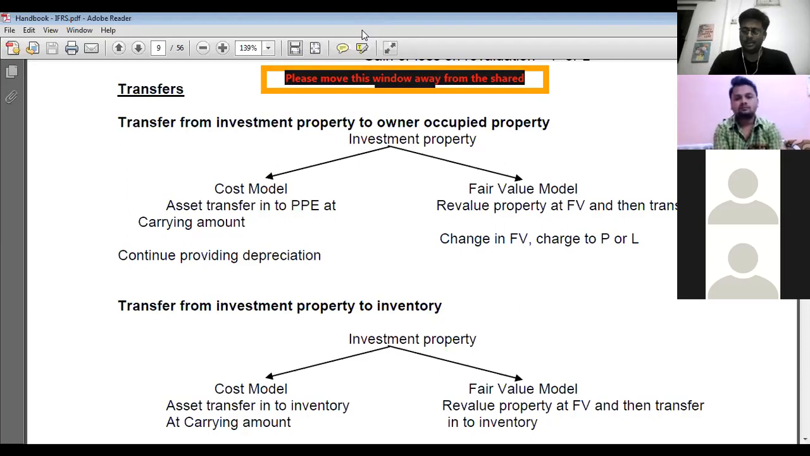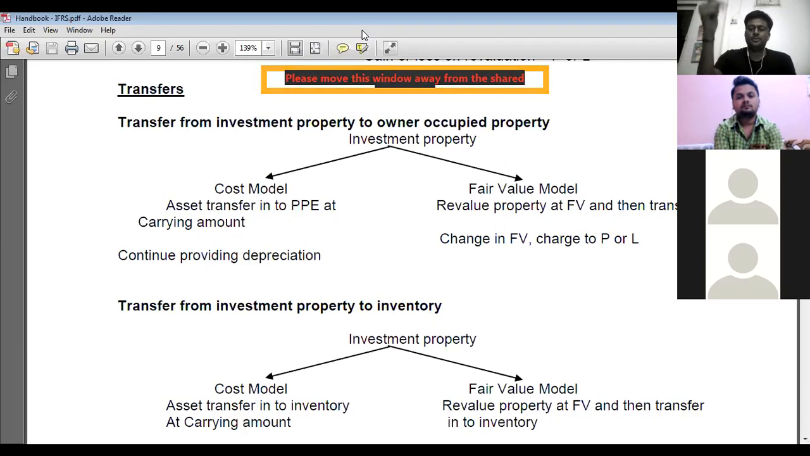So, on 1st of July, when we transfer this asset to property, plant and equipment, this transfer we need to carry out at fair value. So, we need to revalue the property at fair value. That means, on 30th June or say 1st of July, we need to check what is the fair value or market value of the same building. So first of all, we need to revalue the asset.